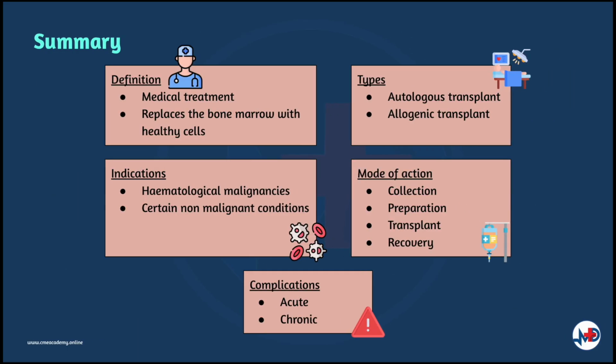In summary, stem cell transplantation is a medical treatment that replaces the bone marrow with healthy cells. The types can be largely divided into autologous and allogenic transplant. The process of stem cell transplantation starts with collecting the replacement stem cells, then preparation of the patient receiving the transplant, the transplant process, and lastly, recovery. The indications include hematological malignancies and certain non-malignant conditions. Stem cell transplantation has both acute and chronic complications.